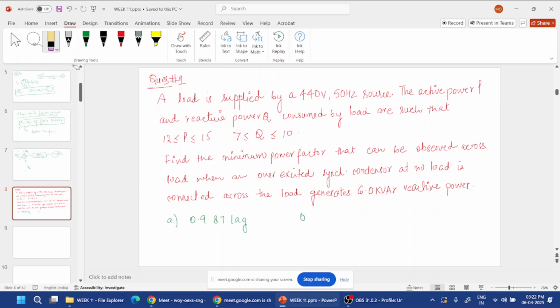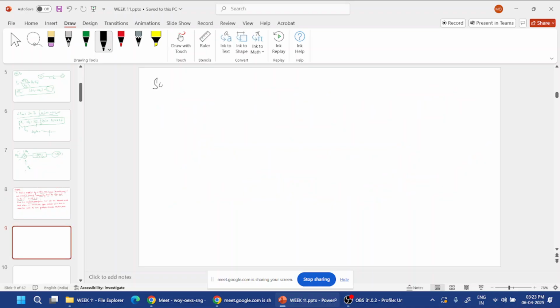Okay, options. Let's just get into that. Okay, so we will solve it. The question is given: a load is supplied by a 440 volt source. The active power P and the reactive power Q consumed by the load are such that this is the range of the power consumed. We have to find the minimum power factor. Okay, so let me solve it for you.